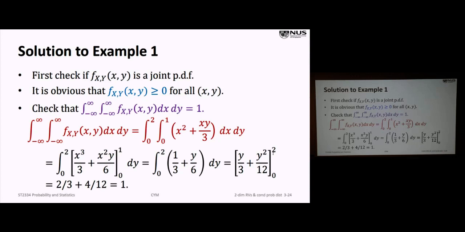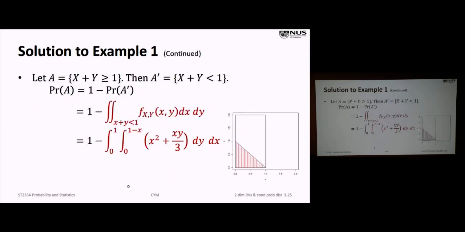If I evaluate that function at y equal to 0, I get 0, so I don't care about that case. I only care about the case when y is equal to 2. So this integral is now 2 over 3 plus 4 over 12, and that's equal to 1. So what have we deduced from this calculation? We've deduced that the function f(x,y) is non-negative and that it integrates to 1. As a result, it is a probability density function.